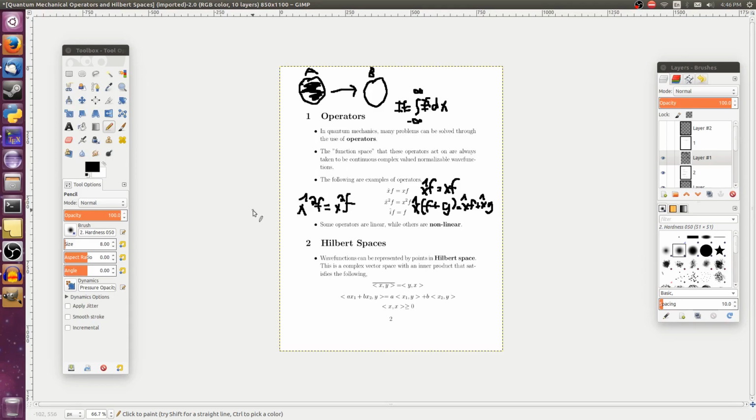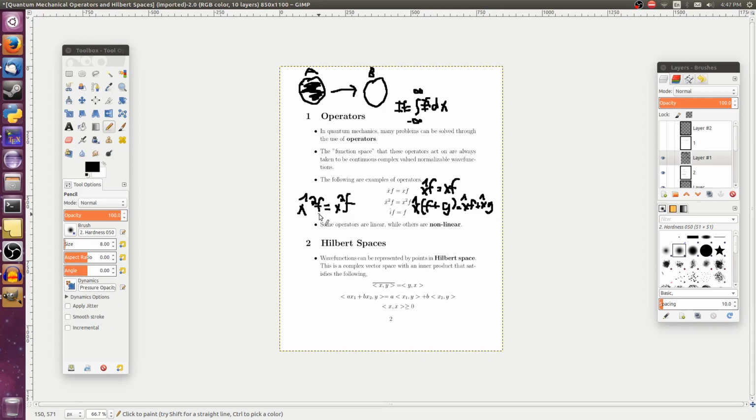Now, the x squared operator from before is not going to be linear, because if I acted on f plus g with it, I would get x hat squared of f plus x hat squared of g, but then I would also get a cross term, 2 times x hat squared acting on f times g. So that operator would not be linear.